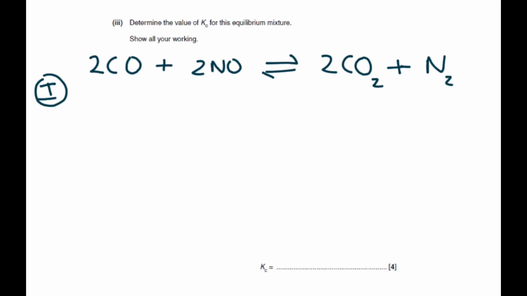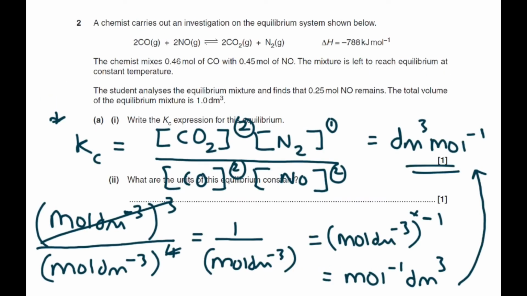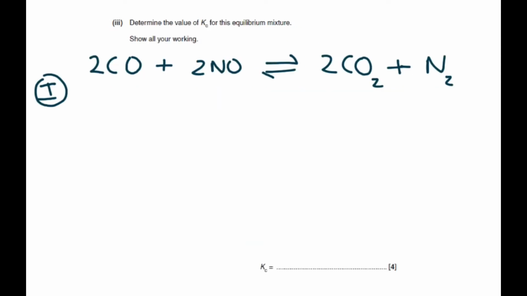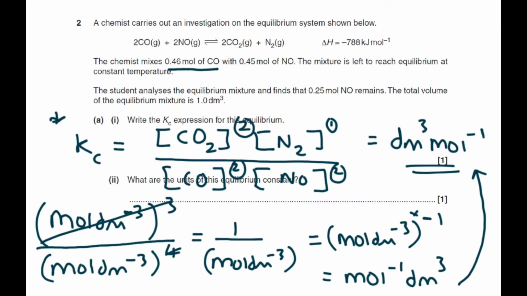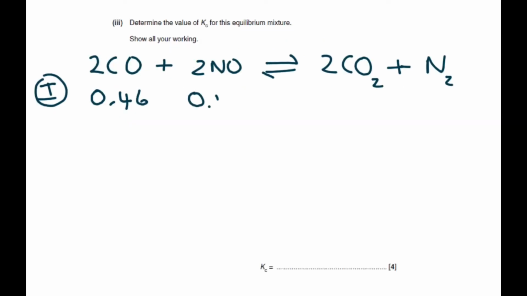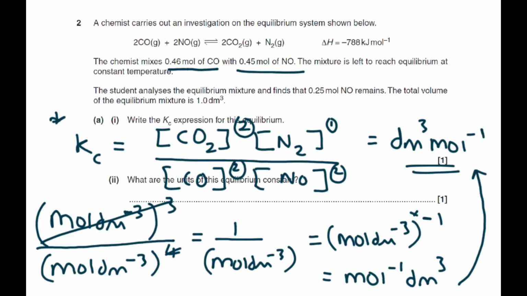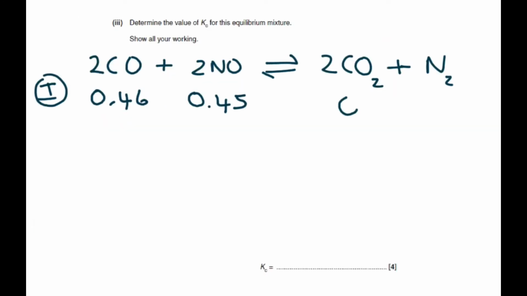Okay, and we've got the initial, I'm just going to write I for initial moles, and I'm going to go back to the question to find out the initial moles. It says the chemist mixes 0.46 grams of CO, so I'm going to write it right there, 0.46 grams of the CO and 0.45 of the NO, and this is the initial moles. And the mixture is left to reach equilibrium. Okay, so there isn't any carbon dioxide or nitrogen initially.